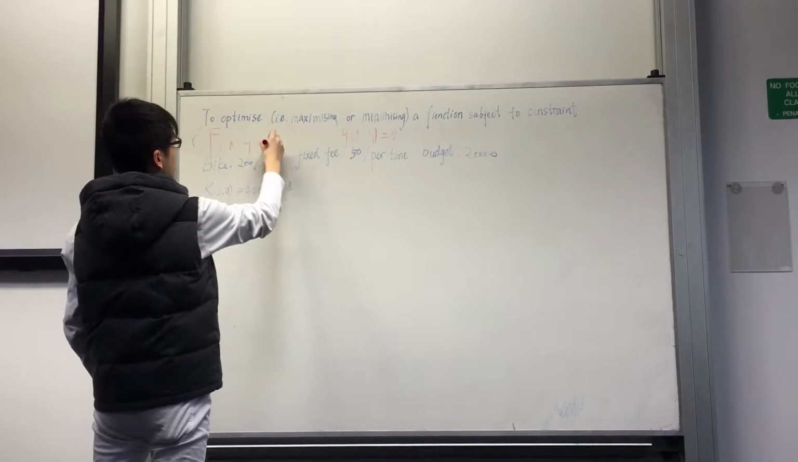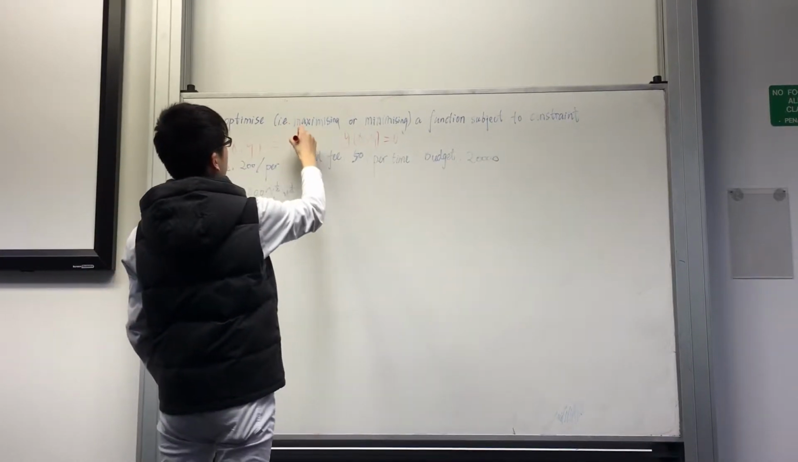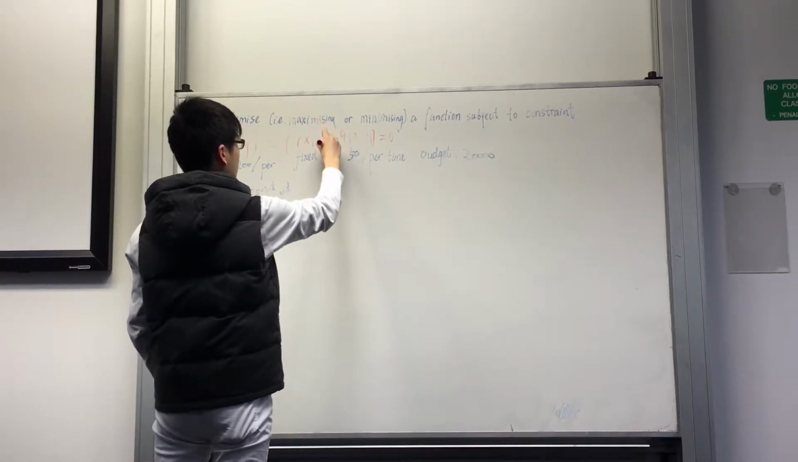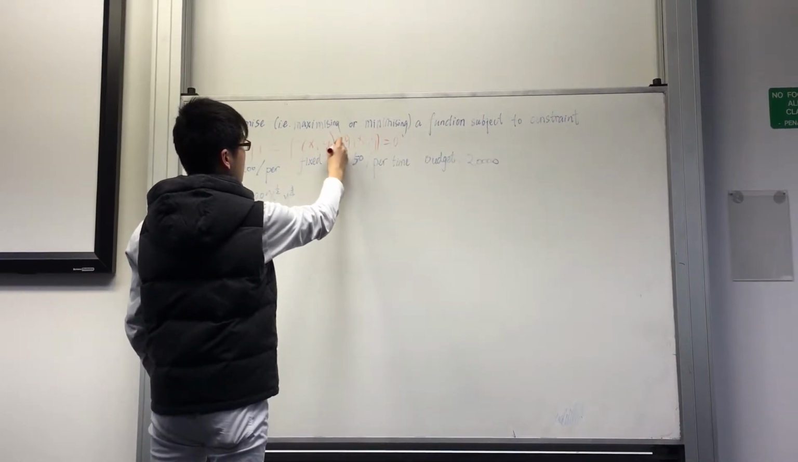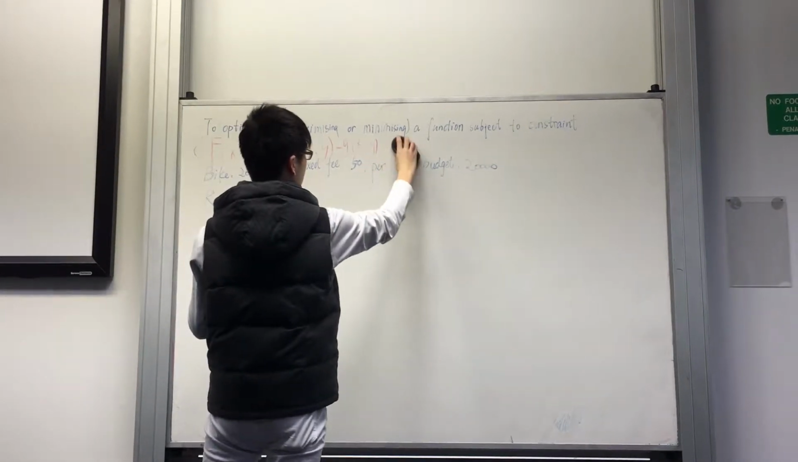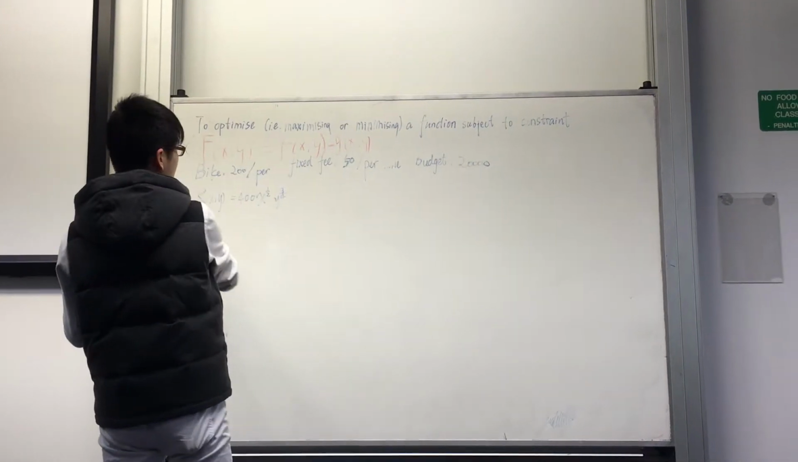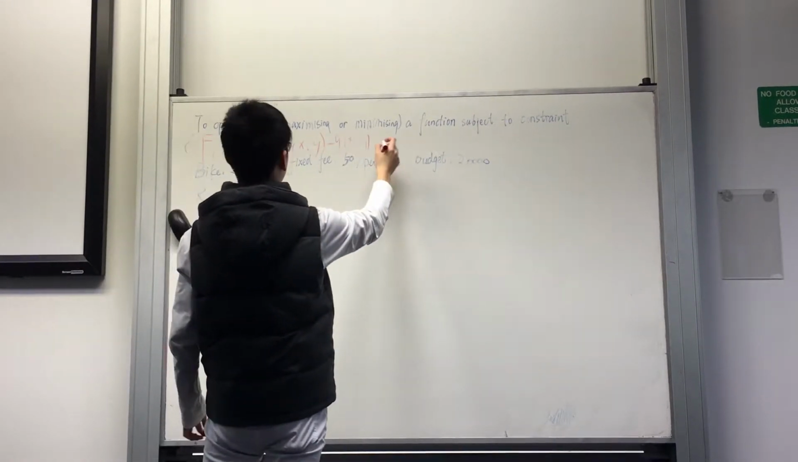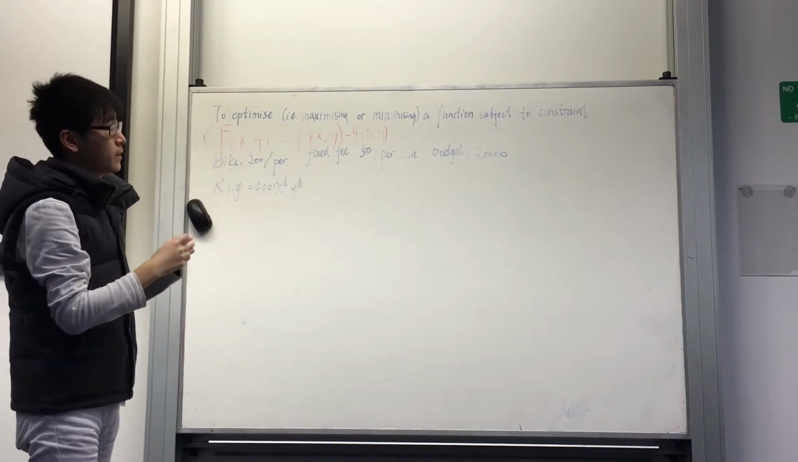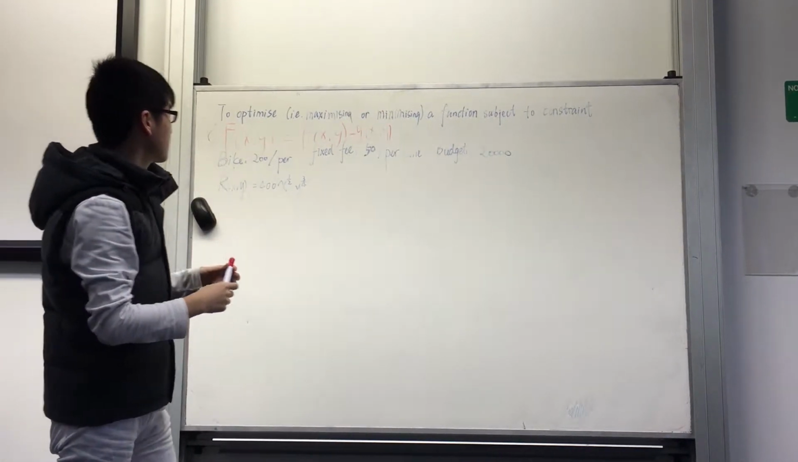f(x,y) minus lambda times g(x,y). And this is the final function. The following question is based on this principle.